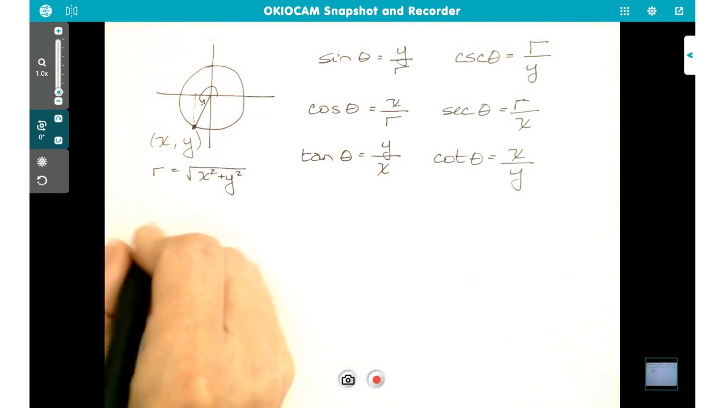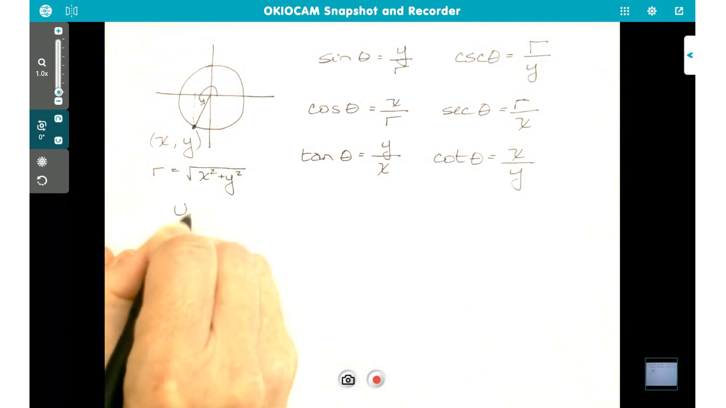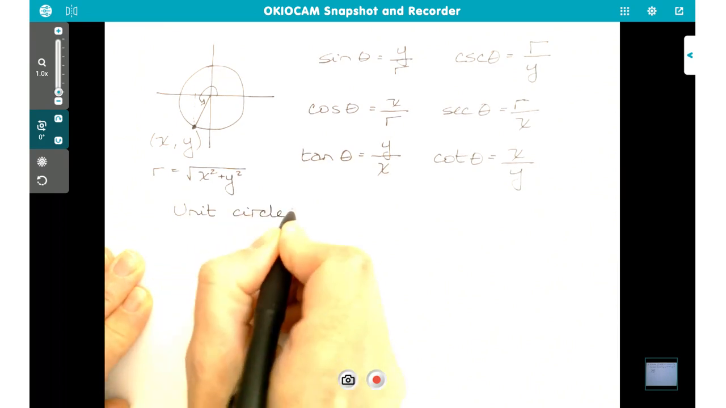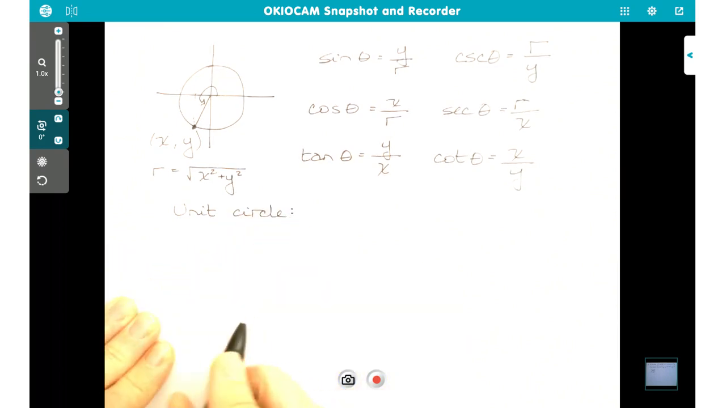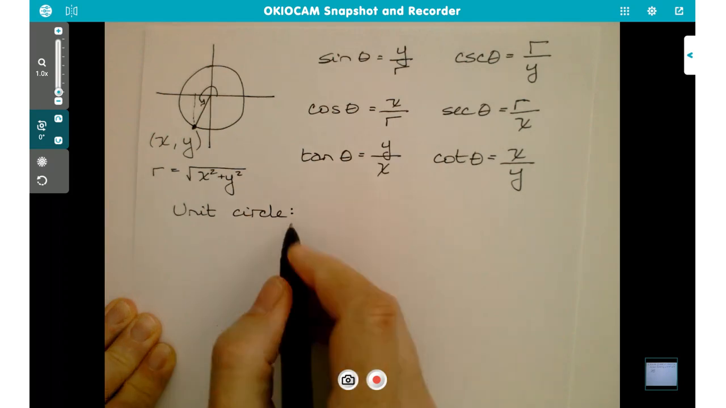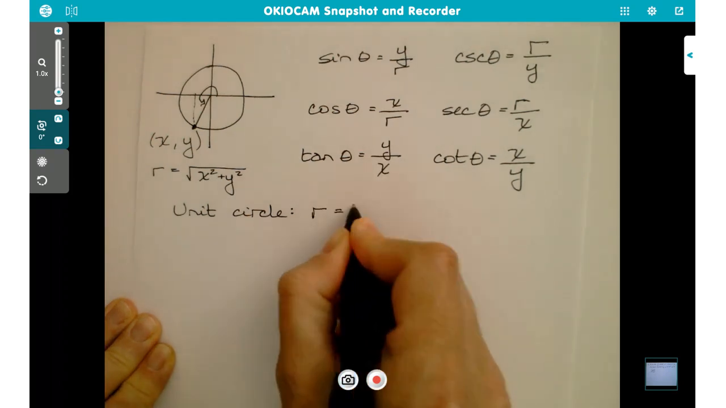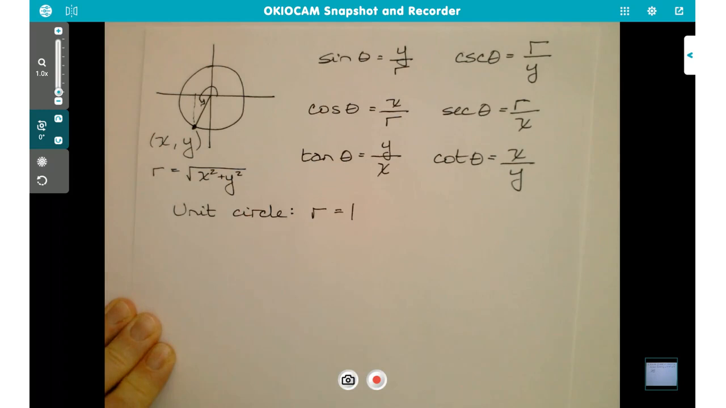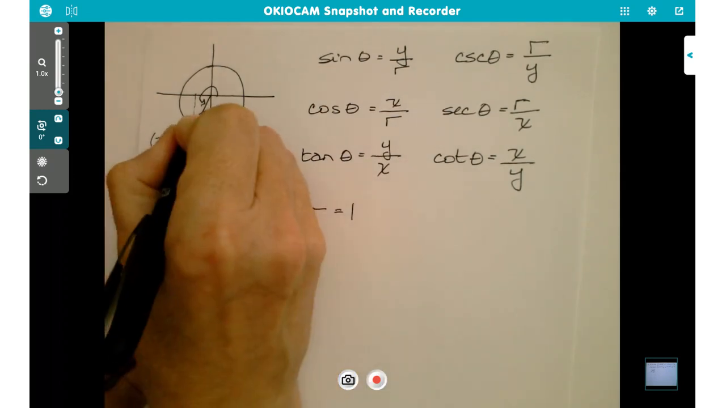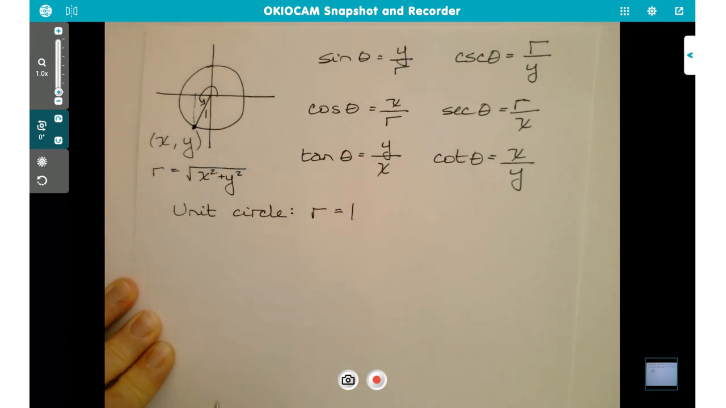The unit circle specifically is a circle of radius 1. I got a weird weather thing here. The sun keeps coming in and going out, so I'll try and keep up. In a unit circle, the radius is 1. That's really all a unit circle means. The radius is 1 unit. R is 1. But look what that means.